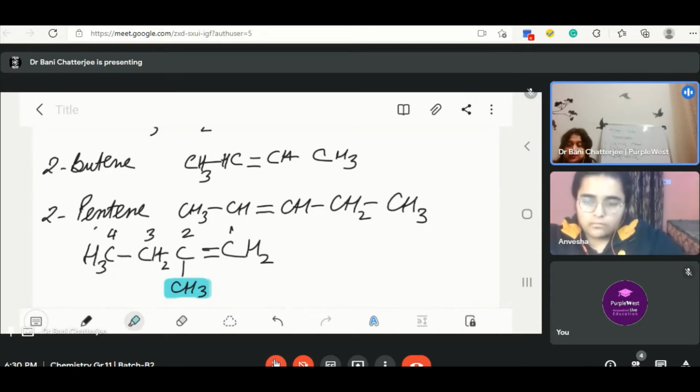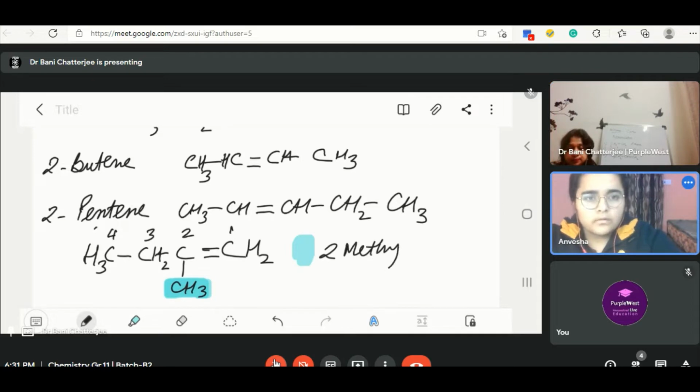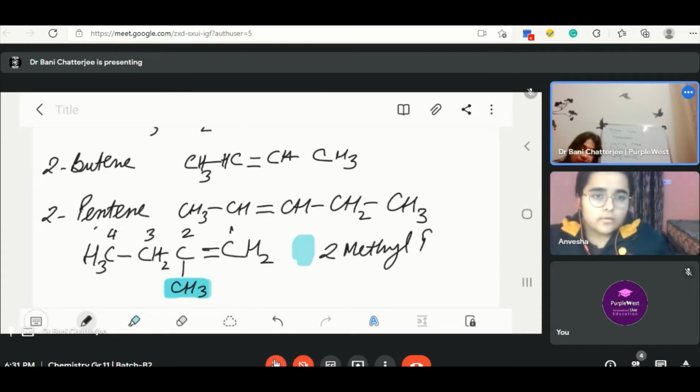So what is the position of this CH3 group? 2-methyl. 2-methyl pentene, very good. Pentene or propene or butane? Propene, sorry. How many carbons in the parent? They have 5 carbons, ma'am.